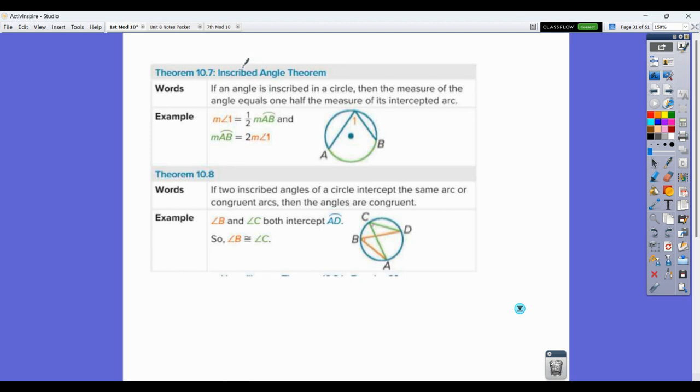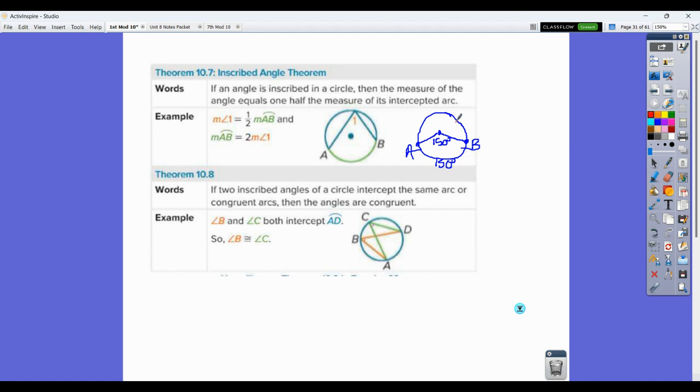So with an inscribed angle, if an angle is inscribed in a circle, so angle 1 is inscribed in a circle, then the measure of the angle equals 1/2 the measure of its intercepted arc. Here's the idea behind this. If we have a circle, and I'm going to put my A and my B down here, and we have our center, and I do a central angle. If I know that this arc measure down here is, let's say, 150 degrees, then I know that this angle is 150 degrees. That's the central angle.